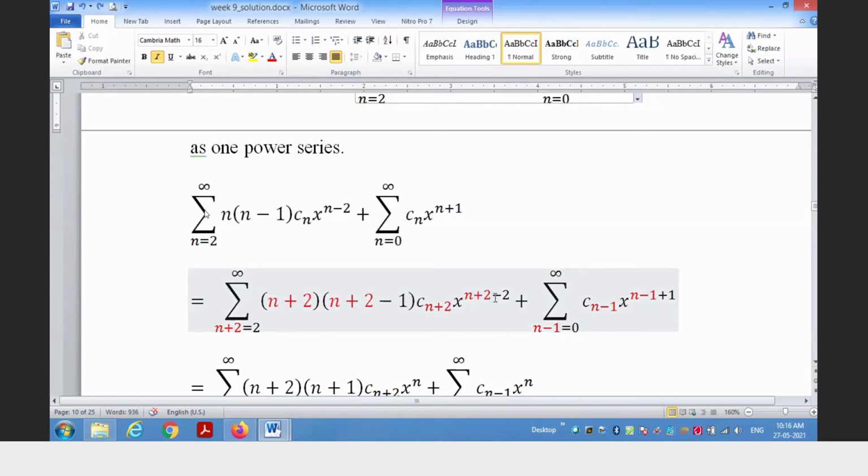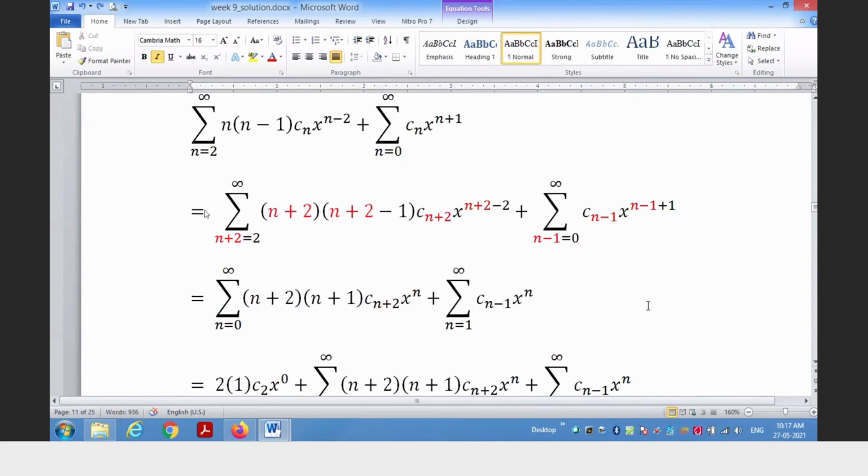So I replace this n with n plus 2, so that n plus 2 minus 2 will be x to the power of n. So n becomes n plus 2, and n minus 1 becomes n plus 2 minus 1. So c_n will be c_(n+2), and x^n becomes x^(n+2-2), while this n we replace with n minus 1, so c_n becomes c_(n-1). So x^(n+1) will be x^((n-1)+1).